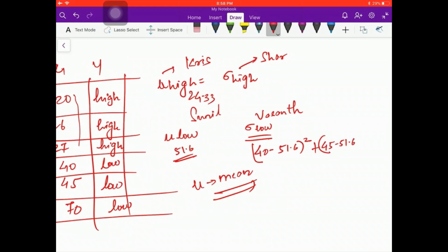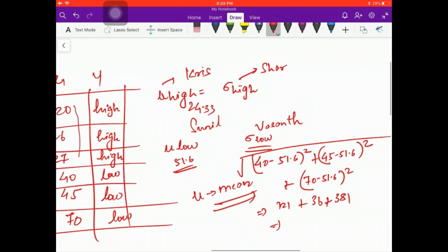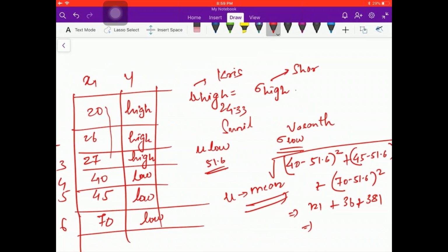Square root. Whatever it is, this is 121 something. This is 36 plus this is how much? 19, right? 19 is 381. Is it something 3.78 something for the height? Standard deviation. Yeah, so it could be something like that.